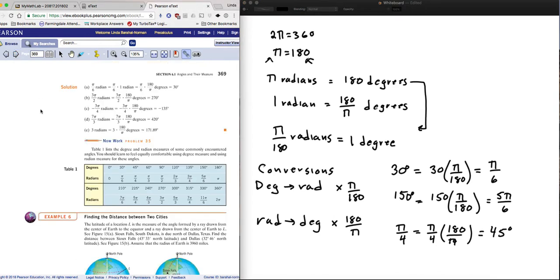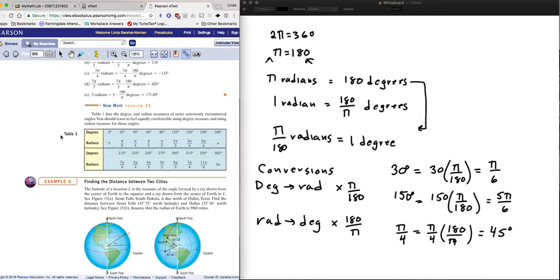Now, there's a little chart here. You should know this chart. In a couple of minutes, I'm going to go through the unit circle model, and you'll see where all this is coming from. But Table 1 on page 369, these are the radian measures that you should be able to just pick out. These are the angles that are going to be important to us across the top here in degrees, and their radian equivalents.